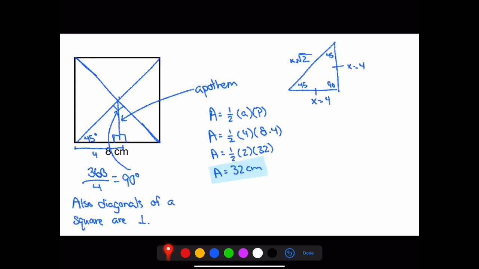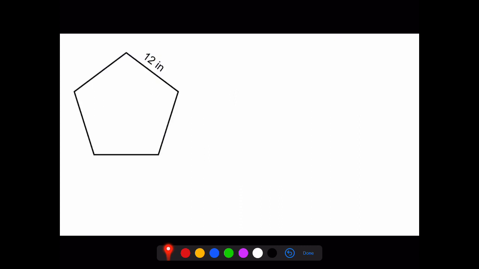And again, here's our work. I didn't show this on the previous slide, the 360 divided by 4. That's also how we can find that 90 degrees, but again, we know properties of squares, so that works as well. All right, next, a 5-sided shape, a pentagon.